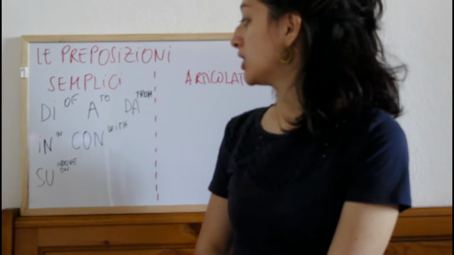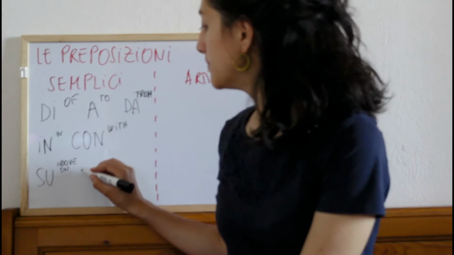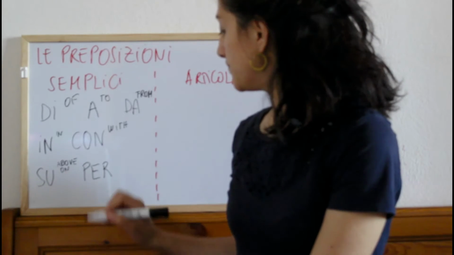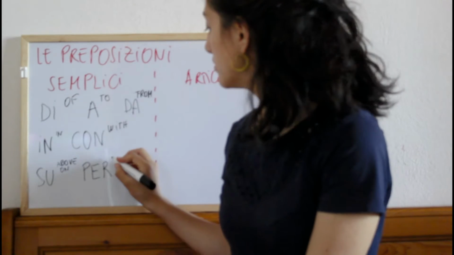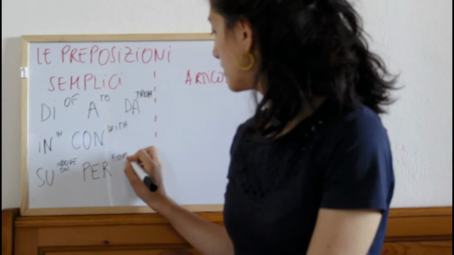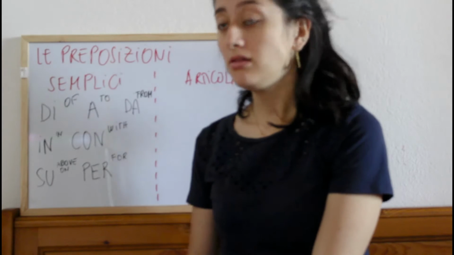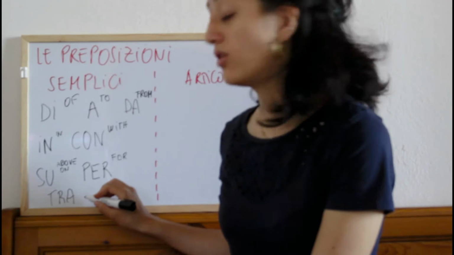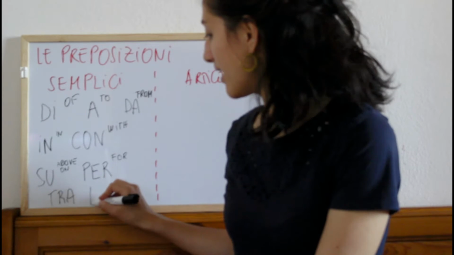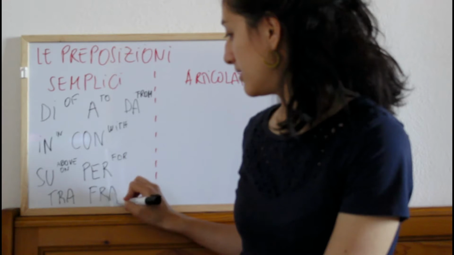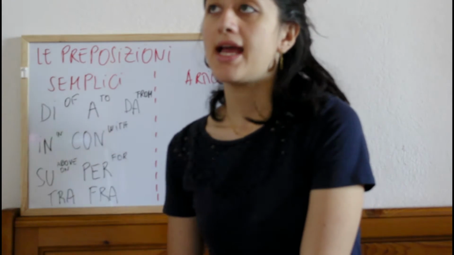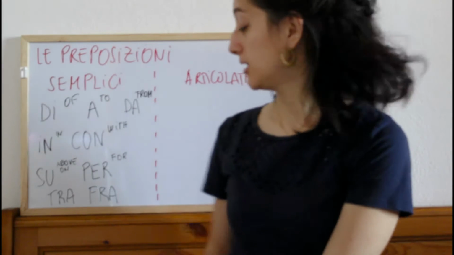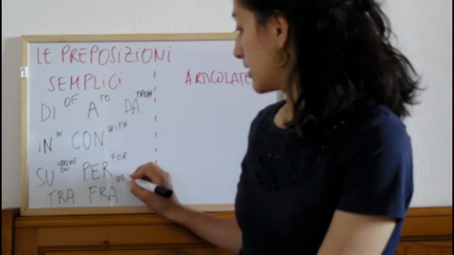Di, a, da, in, con, su, per means for, and tra or fra. Tra and fra have the same meaning, and they can be translated in English either with between or among.